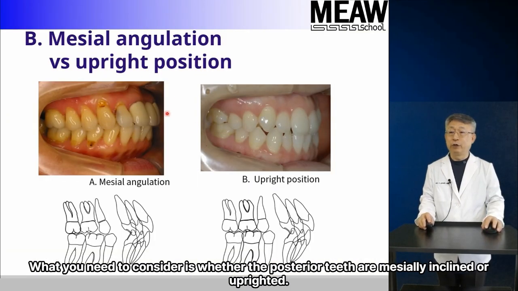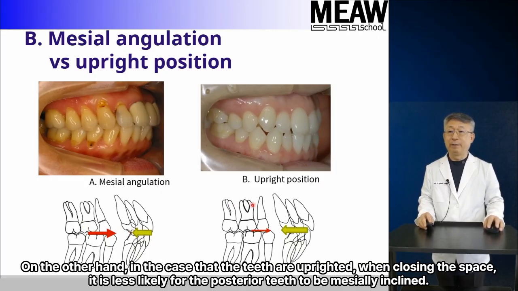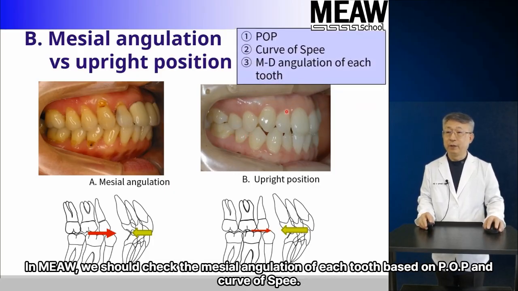What you need to consider is whether the posterior teeth are mesially inclined or uprighted. In the case that the teeth are mesially inclined, if we close the space, the posterior teeth are more likely to be mesially inclined. On the other hand, in the case that the teeth are uprighted, when closing the space, it is less likely for the posterior teeth to be mesially inclined. In Mia, we should check the mesial angulation of each tooth based on POP and curve of Spee.